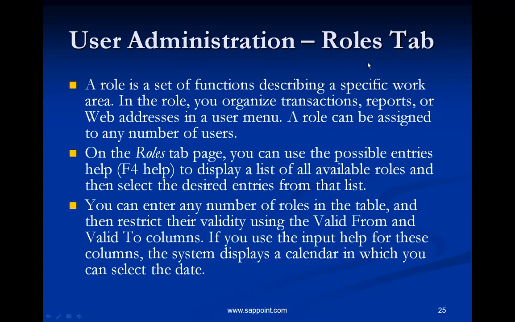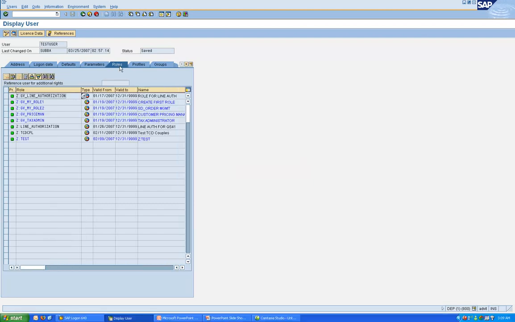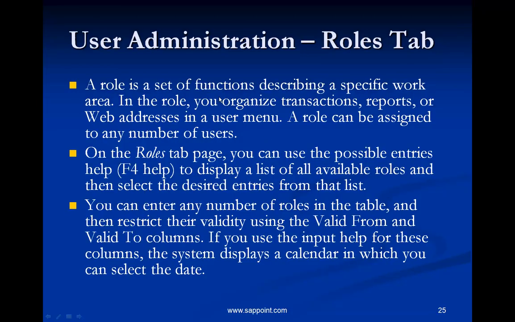The next most important tab that you have is the roles tab. In the roles tab, you assign the roles that are required for the user to perform his or her day-to-day job. A role is a set of functions describing a specific work area. In the role, you organize transactions, reports, or web addresses in a user menu. A role can be assigned to any number of users.